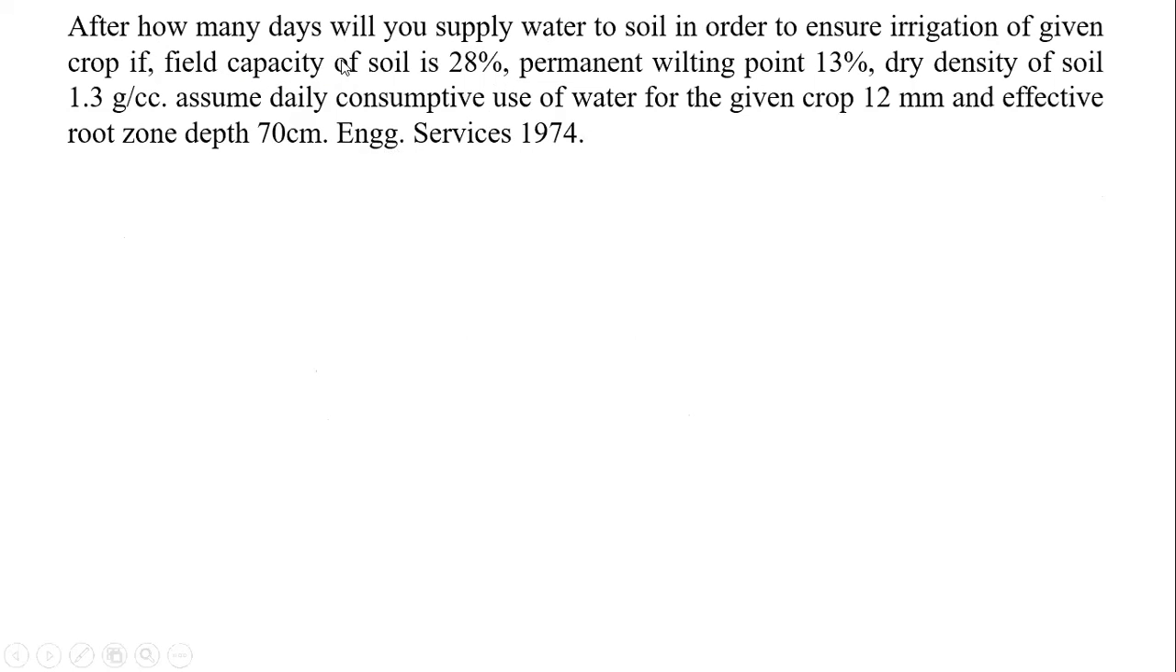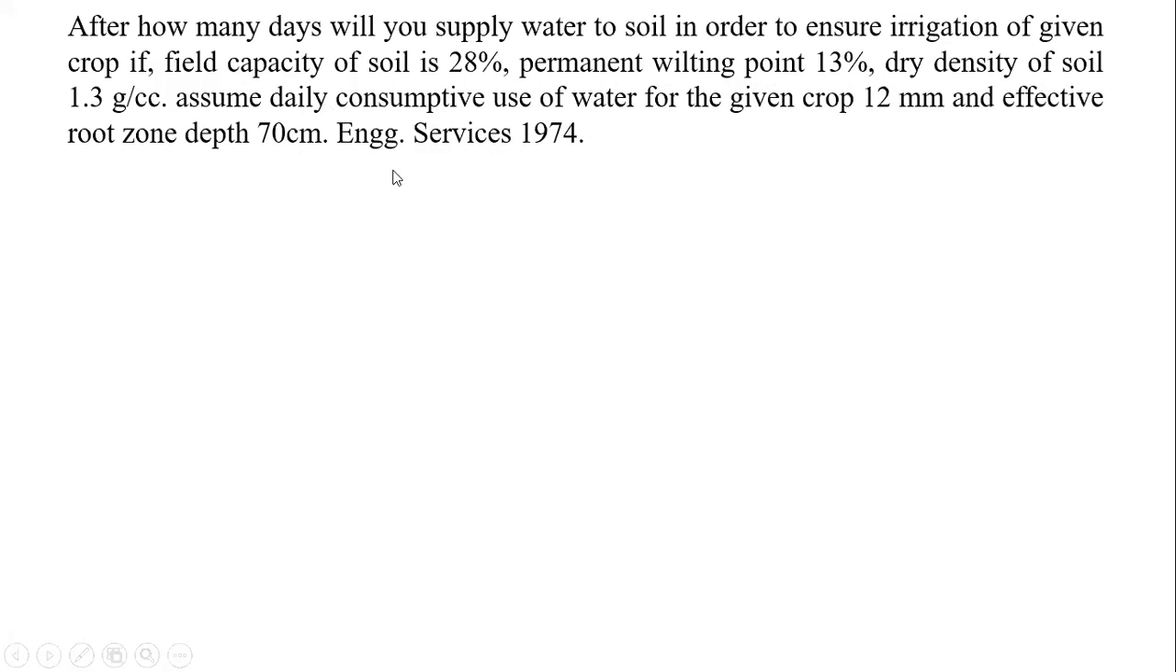After how many days will you supply the water to the soil in order to ensure the irrigation of a given crop, if the field capacity of the soil is 28%, permanent wilting point is 13%, dry density of the soil is 1.3 gram per cc, assuming the daily consumptive use of water for the given crop is 12 millimeter and the effective root zone depth is 70 centimeter. It was asked in engineering services in 1974.